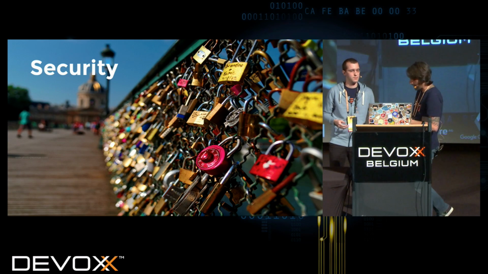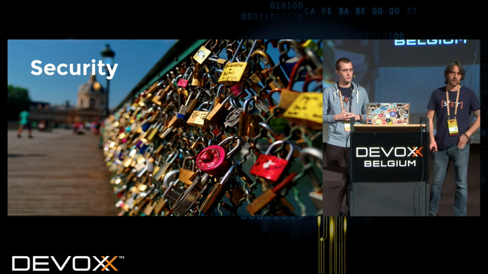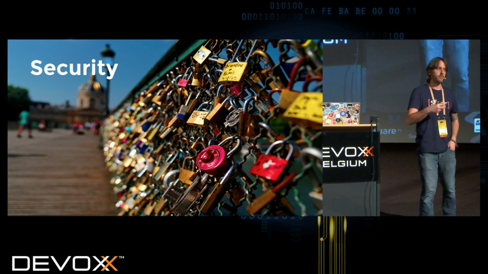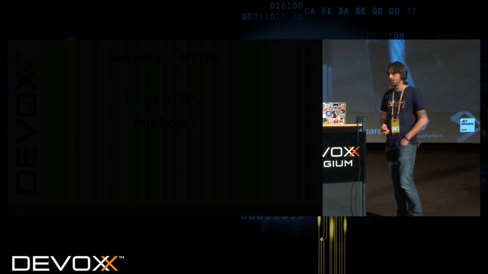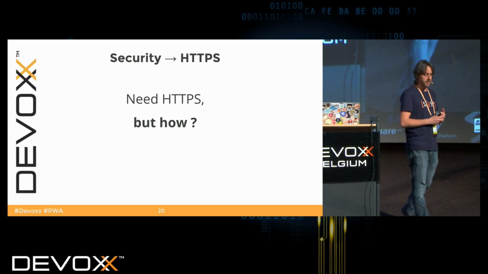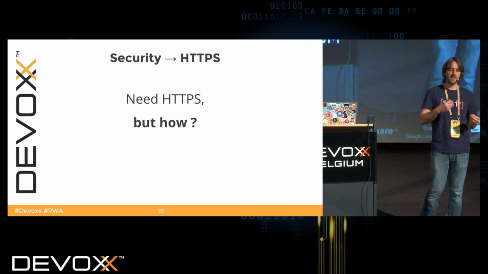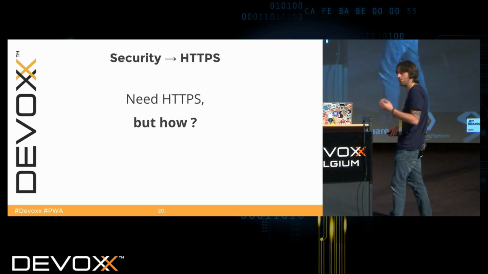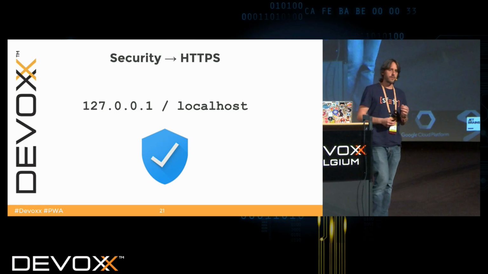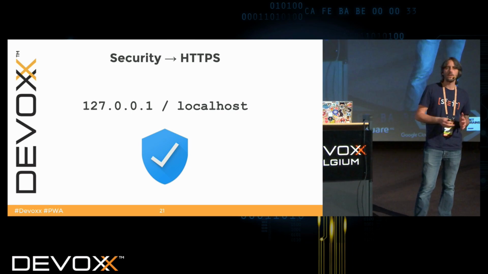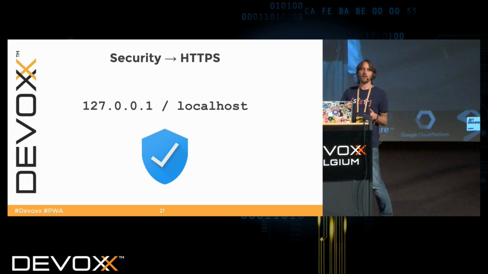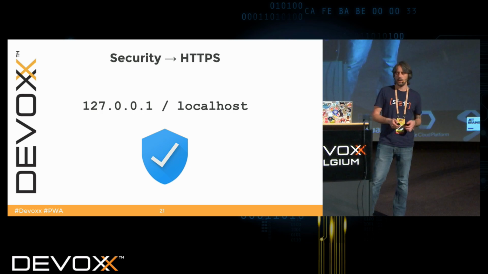So the first thing we saw is that this application must be secure. You have to use HTTPS to make a progressive web app. But when I'm working on my laptop, I don't necessarily have a certificate. So how can I implement this progressive web app? The first good news is that when you're working on localhost, your browser considers that you are on HTTPS, so you can work on your laptop without a certificate.